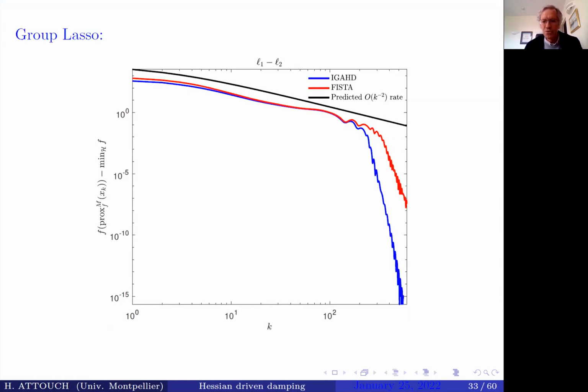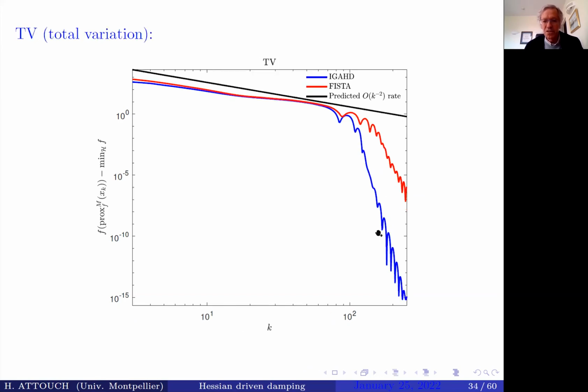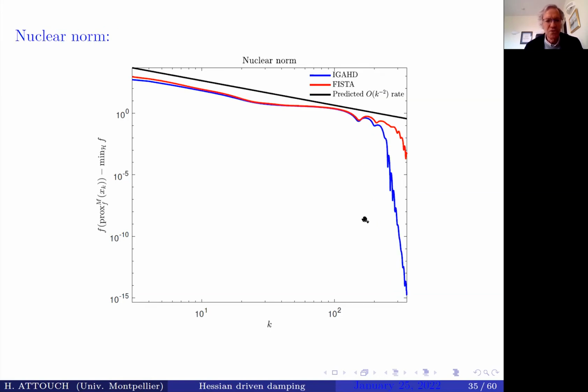With a group lasso, you have exactly the same type of picture. You see the oscillations are far less, and we have a better convergence rate. Here too, you have a lot of oscillation with FISTA, and here we are at 10 to the minus 10. So it's very, very small, so what appears here is not really significant. You see here you have really a reduction of the oscillation, and the same for the nuclear norm.